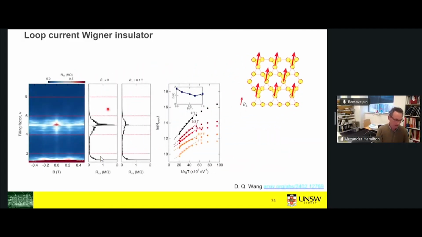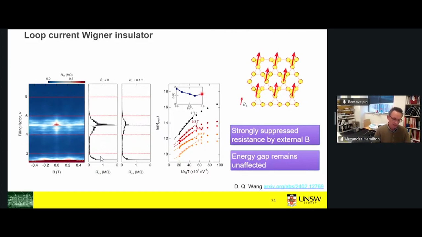And so that model is consistent with what we observe in the data, not surprisingly, because we derived the model to explain the data, where we see that the resistance is strongly suppressed by the magnetic field, but the activation gap hardly changes.